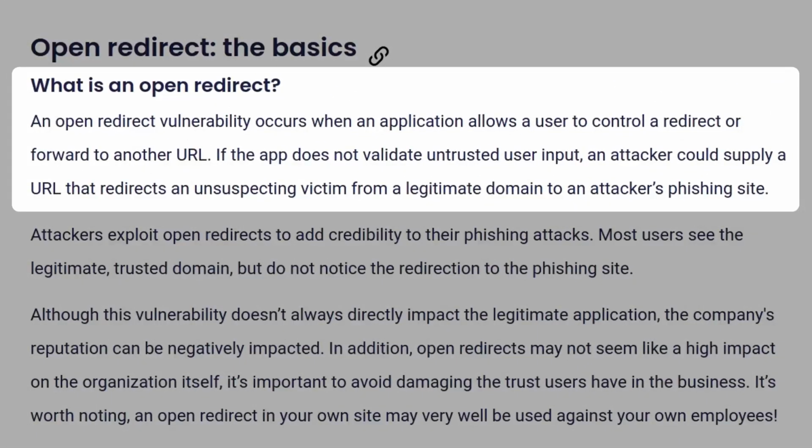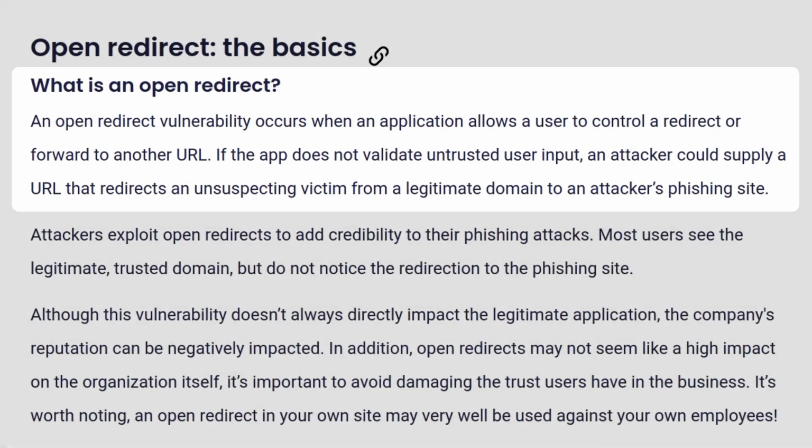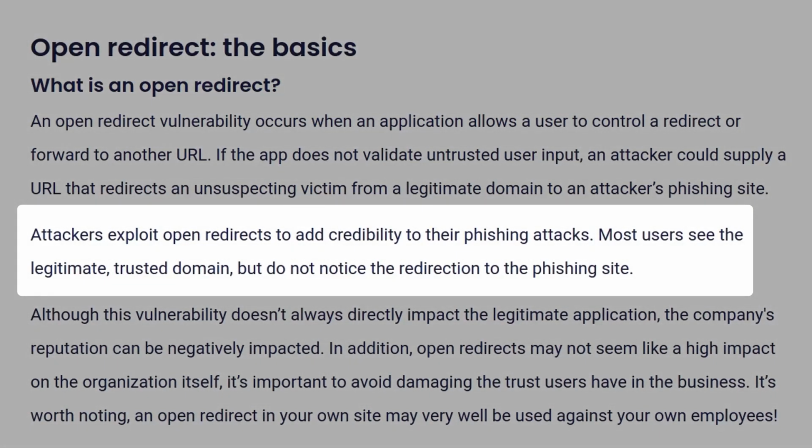An Open Redirect vulnerability occurs when an application allows a user to control a redirect or forward to another URL. If the app doesn't validate the untrusted user input, an attacker could supply a URL that redirects an unsuspecting victim from a legitimate domain to an attacker's phishing website. Attackers exploit open redirects to add credibility to their phishing attacks. Most users see the legitimate trusted domain but don't notice the redirection to the phishing site.